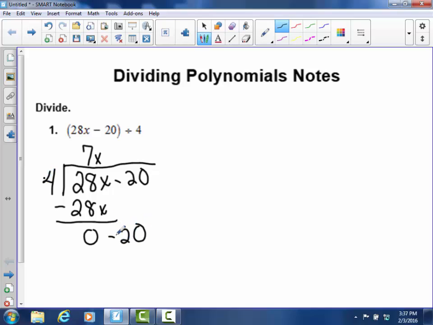So 4 goes into minus 20 5 times, and it's actually minus 5. So you can also ask yourself, what times 4 gives me 20? Okay, so we have 7x minus 5. So negative 5 times 4 is negative 20. But remember, we're subtracting, so negative 20 take away negative 20 is 0. So our answer here is 7x minus 5.